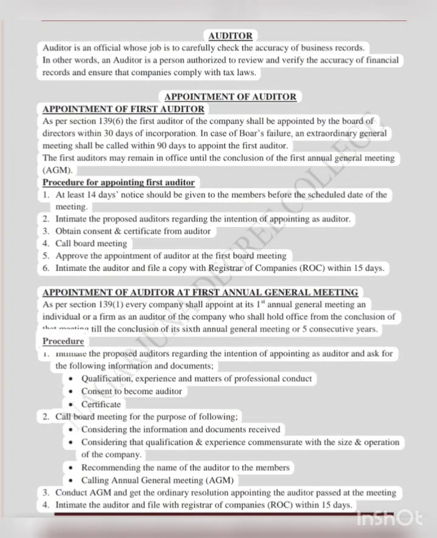Procedure. 1. Intimate the proposed auditors regarding the intention of appointing as auditor and ask for the following information and documents: qualification, experience and matters of professional conduct; consent to become auditor; certificate. Call board meeting for the purpose of following.